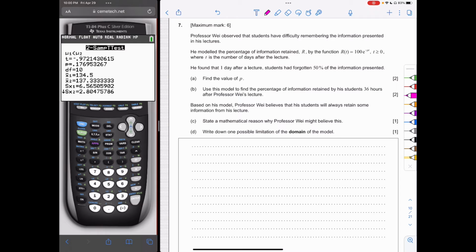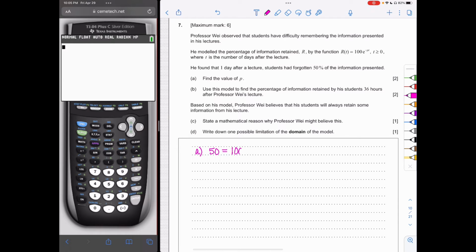So we want to find the value of P. For part A, in order to find the value of P, we have to understand that R represents the percentage of information retained. If they have forgotten 50% of the information a day after the lecture, that means they retained 50% of the information. So my R of t would be 50, and that will be equal to 100 times e to the power of negative p times 1, because it says 1 day after the lecture.